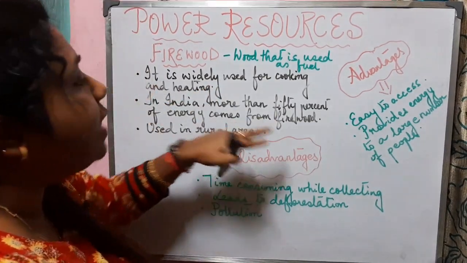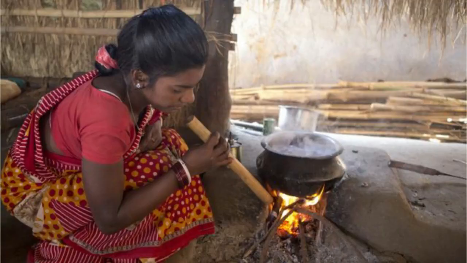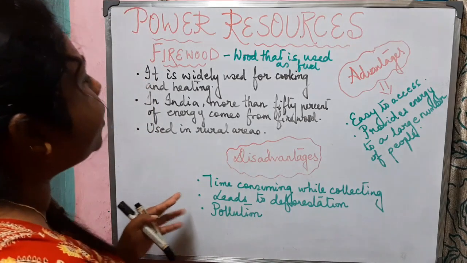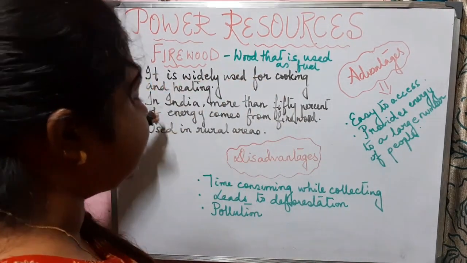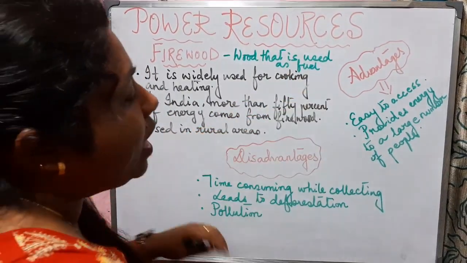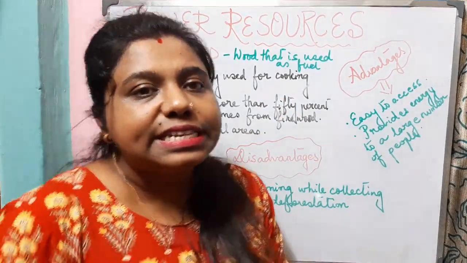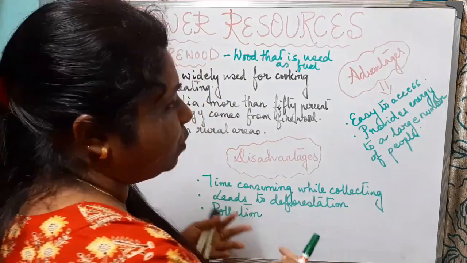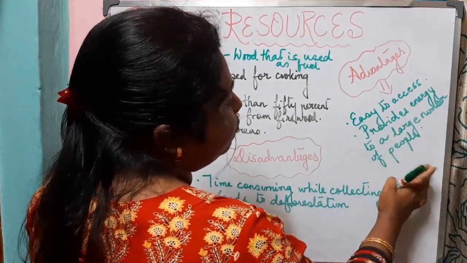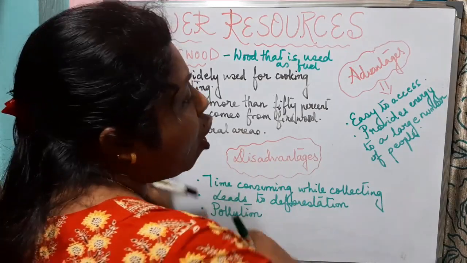In India, more than 50% of energy comes from where? From firewood. It is used in rural areas. So we can say that in rural areas, the population is mainly dependent on firewood for cooking and heating. Now there are some advantages and disadvantages of firewood. What are the advantages of firewood? It is easy to access, because we can easily get the twigs of plants or the branches of trees. It provides energy to a large number of people. Yes, as we can see that in India, in the rural areas, there is a huge dependency on firewood.